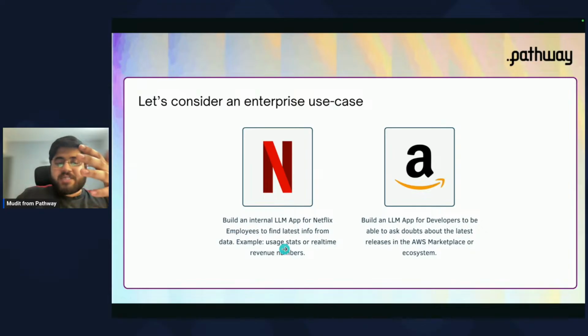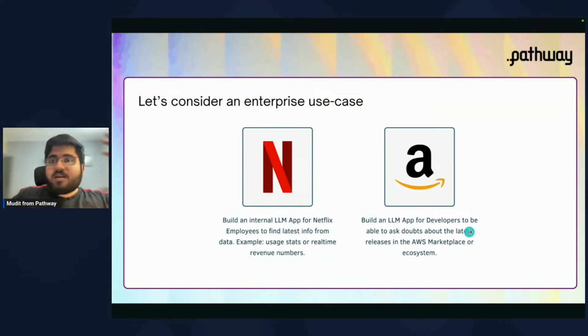For example, usage stats or real-time revenue numbers. Let's say I as a CEO should be able to ask, hey, how many people in Kanpur are sharing passwords? And it should tell, probably 70-80% of people are sharing passwords. Random example. Or an employee can go about asking, hey, tell me if I can take a leave on this day or not. And then it can check the internal company leave policies, and then it can tell if I can take leave or not. So that's an enterprise use case, right?